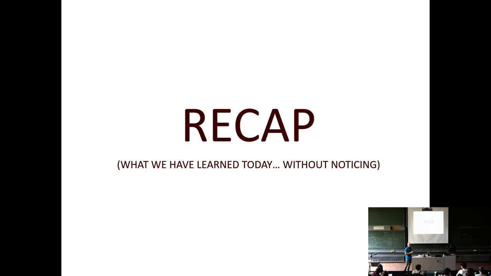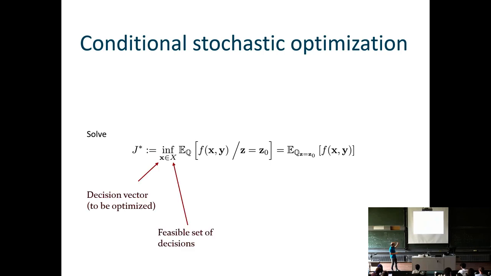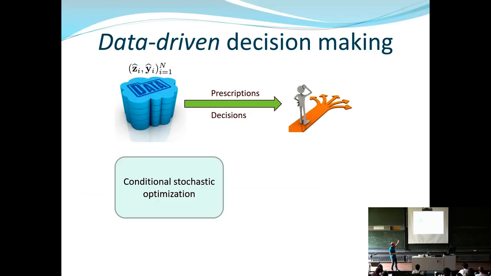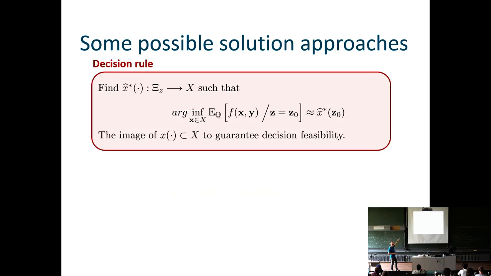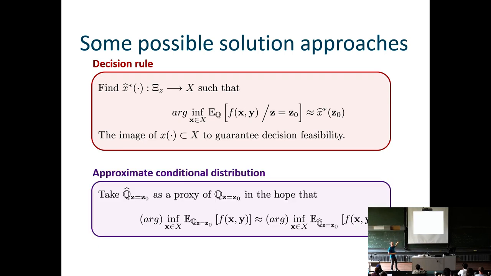Okay? So for me, we are done, just in case you have any additional questions. Well, just to finish, you have learned what a conditional stochastic optimization problem is, and maybe you don't believe it, but we have touched on 4 possible methods in the literature. Traditional forecasting, smart predict or value-oriented forecasting, the parametric decision rule, that's another popular one. And the last one is what we call approximate conditional distribution. Non-parametric methods like KNN are giving me an approximate conditional distribution. Okay? So, that's it.